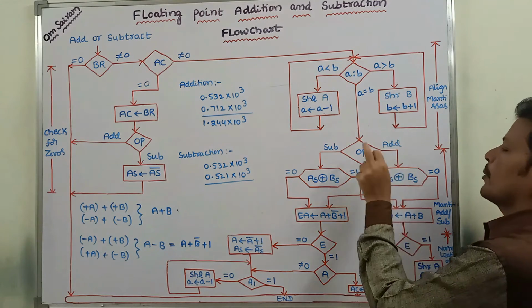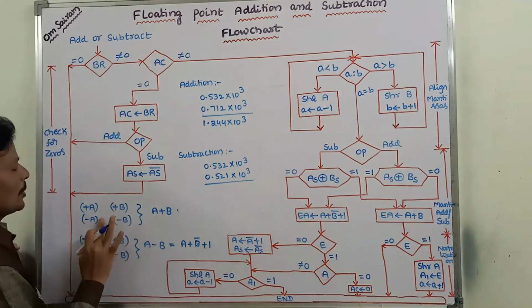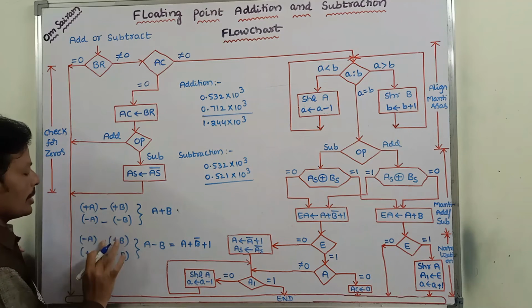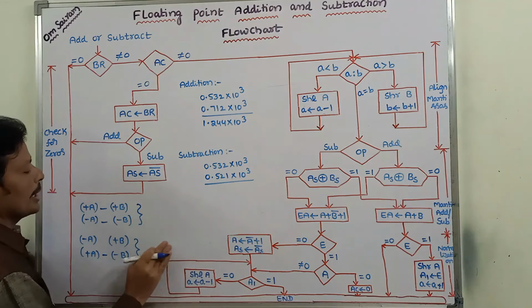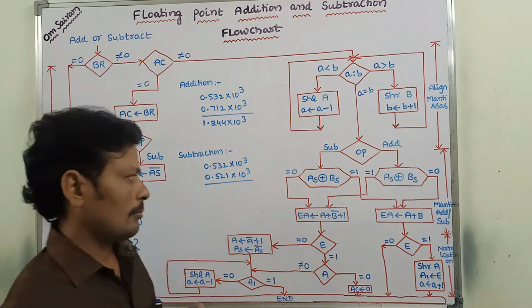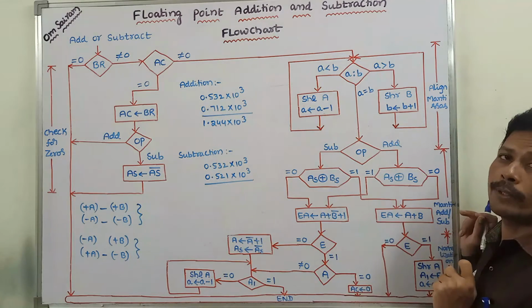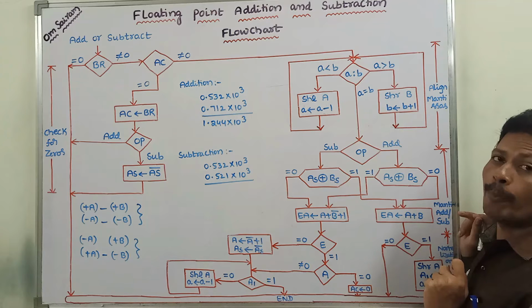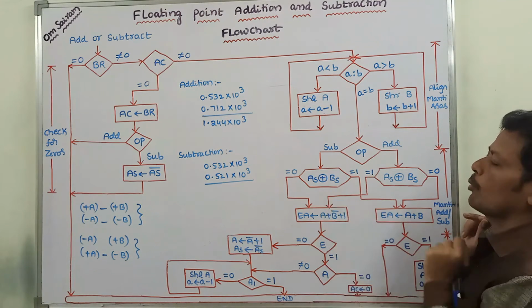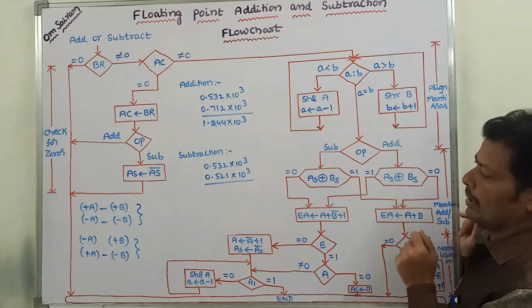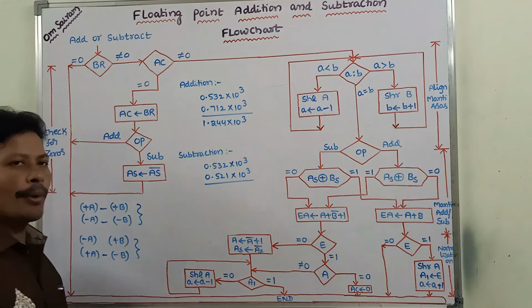Now, suppose we are performing the subtraction operation. Again, we are checking the two conditions. By comparing the sign bits of the two floating point numbers' mantissas, if the output of the exclusive OR gate is 0, simply we are performing the subtraction operation.